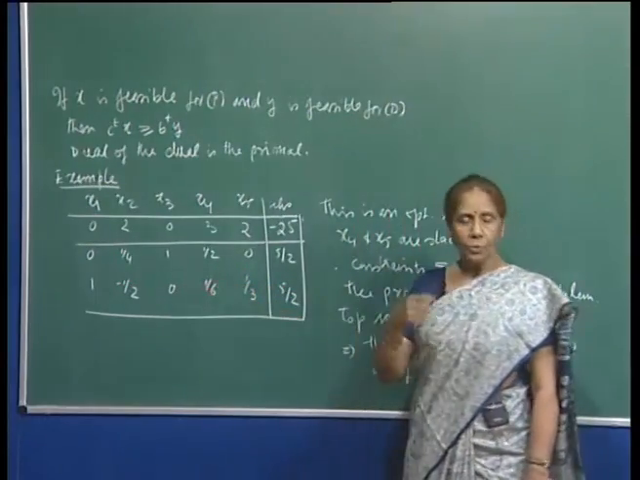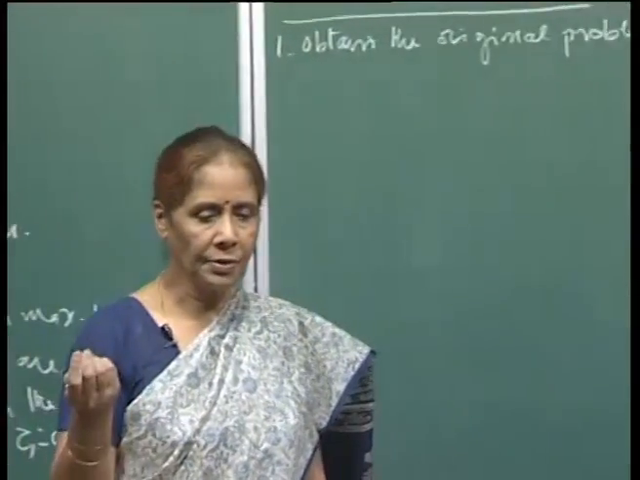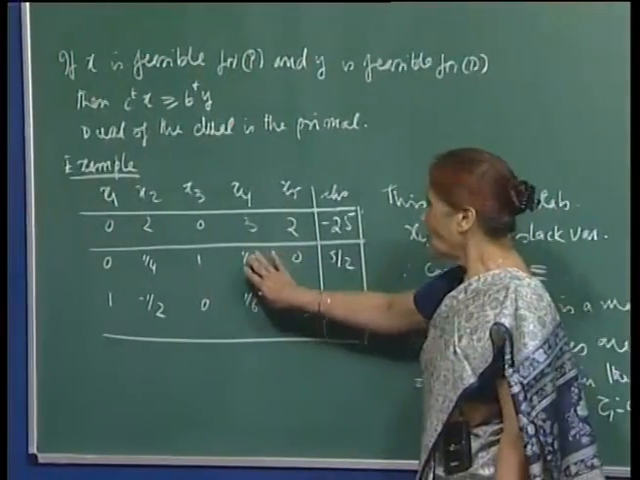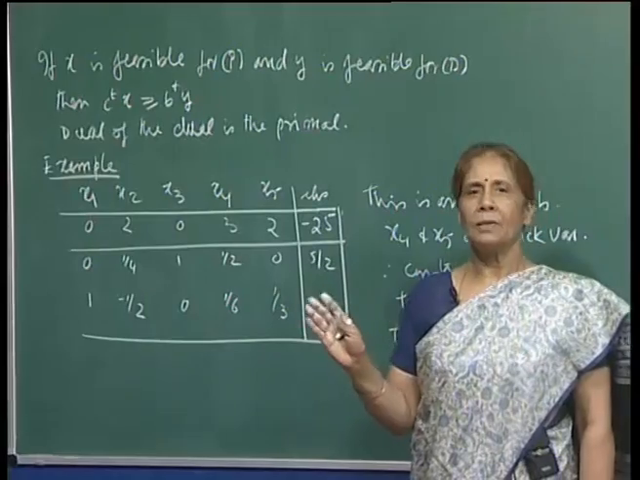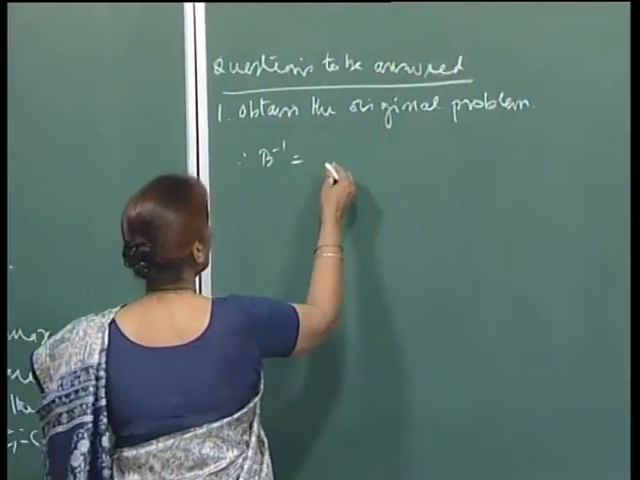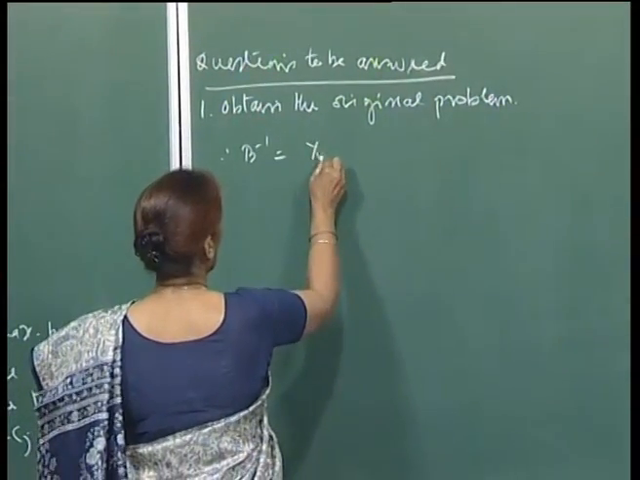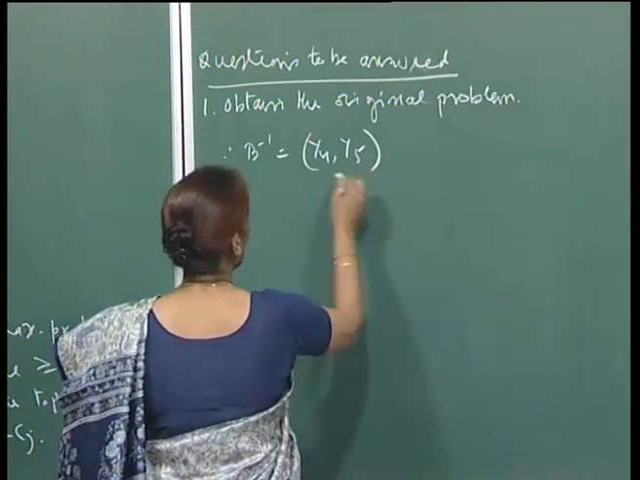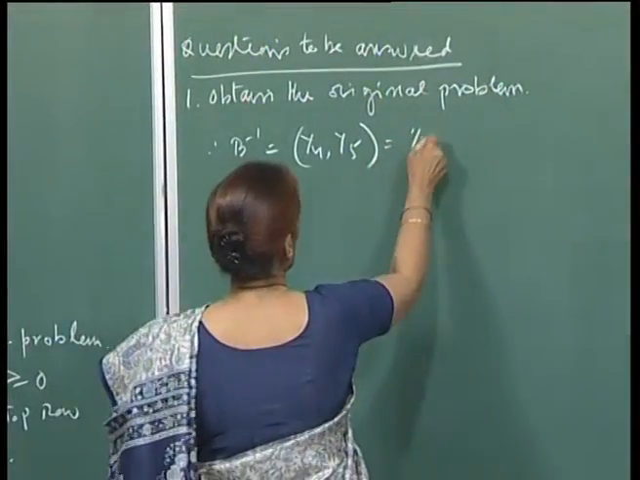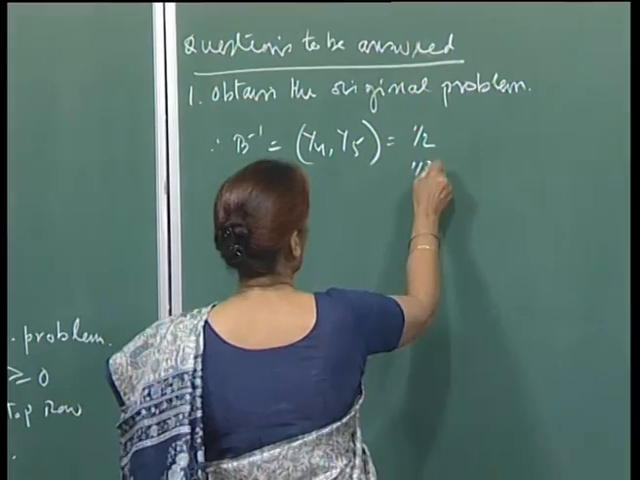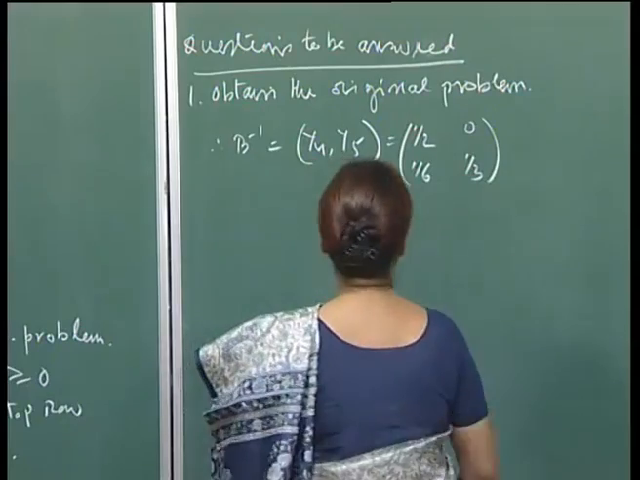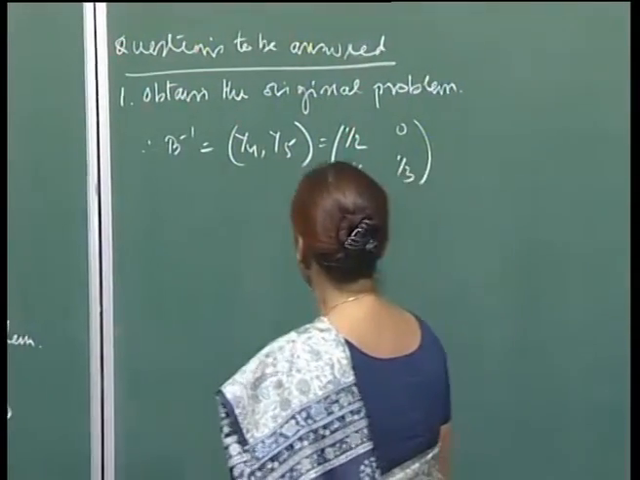And therefore, as I told you, because we use the product form of the inverse, at any iteration, these columns will always give you the current basis inverse, right? So, basis inverse is your columns right now, y4 and y5, the current columns which are here, which is equal to half, 1 by 6, 0, 1 by 3. Okay. So, this is your B inverse. So, we can quickly compute the B.